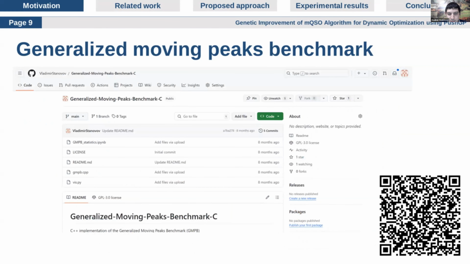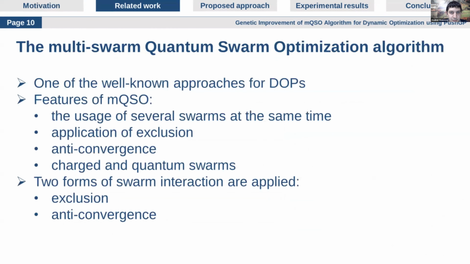Okay, so for this work, I actually had to implement the GMPB myself in C++ because the original code was in MATLAB, and MATLAB is very slow and also difficult to connect to other algorithms. So you can actually download this benchmark, which is a repetition of our Australian colleagues that originally developed it.